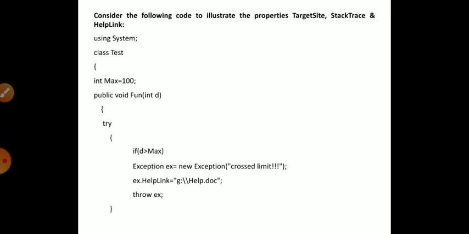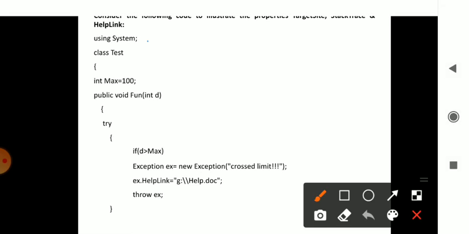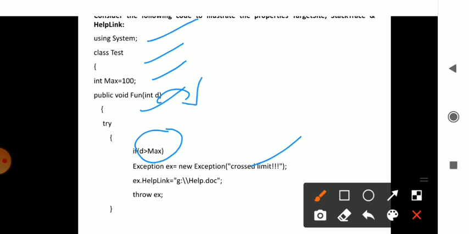So here in the program you have using System and class Test. You have a variable called max. Then you have a method called function with the variable d. The try block consists of if d is greater than max; if the d value is greater than max, it will print cross limit. Else it will print the elements.